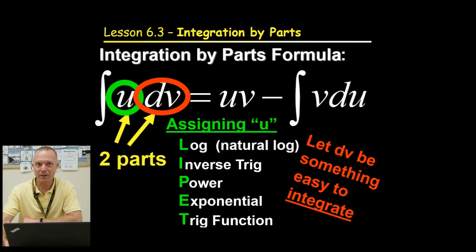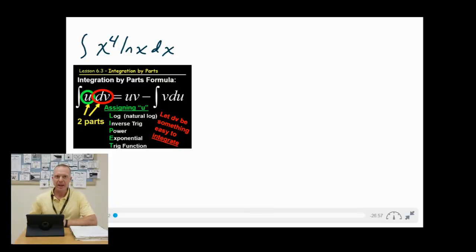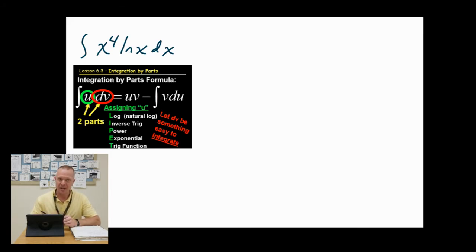Let's try it for an actual integral. So we have here the integral of x to the fourth times the ln of x dx. There's definitely two parts. Really, the two parts are the two functions that are being multiplied together. So we want to get to the business of assigning u. Now, we just got to use a LIPET test. So first comes log. Do we have any logs? Well, yes, we do. We have the ln of x. So it's kind of an easy start. We're just going to let u equal the ln of x, again, based on the LIPET test.